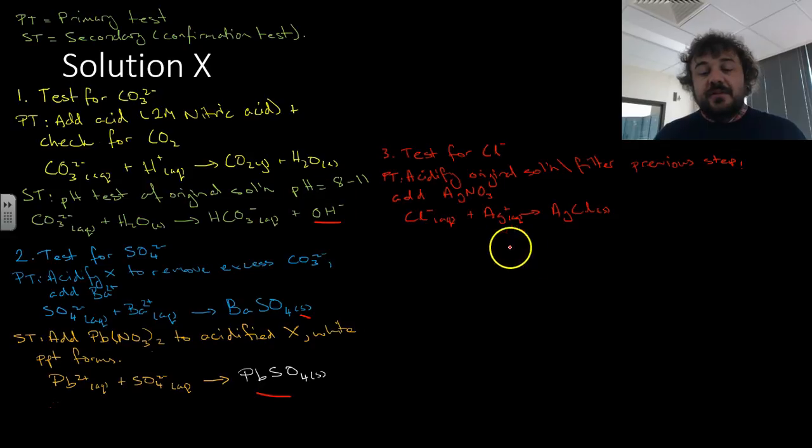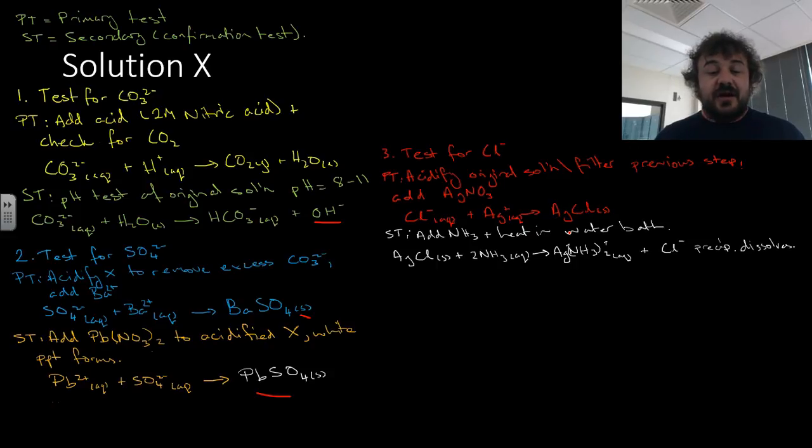So chloride plus silver, because we've got silver nitrate, again a net ionic equation, will give us a solid silver chloride. That's a fairly standard test for chloride ions. And if we add NH3 and heat it in the water bath, our precipitate will disappear. Silver chloride precipitate will disappear in warm ammonia because it makes silver ammonium complex. That's not right.